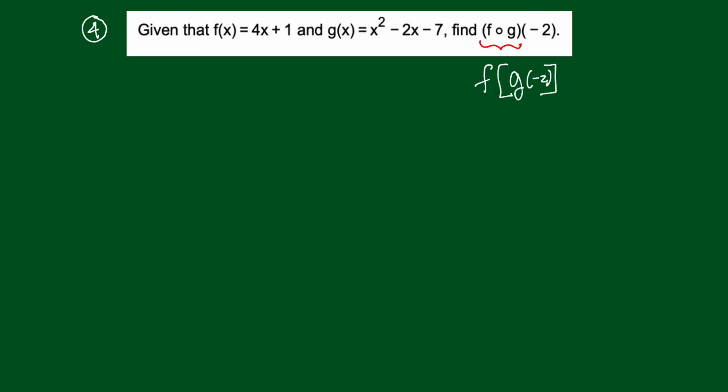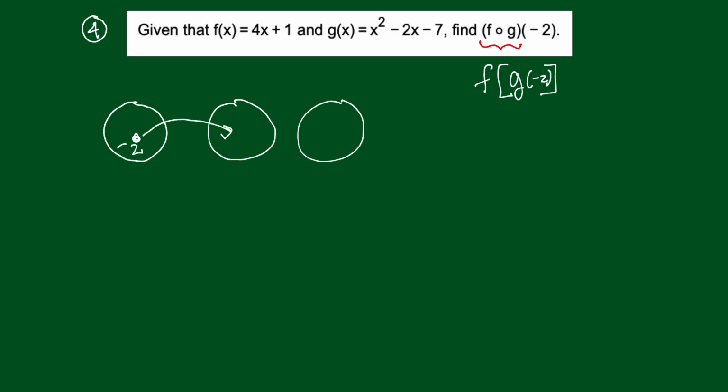Now I'm going to draw a picture of what's happening here. I'm processing something twice. So I'm going to draw 3 circles. Now I'm going to start here with a negative 2. We're going to start with a negative 2. I'm going to process it with g. So the first thing I'm going to do is put negative 2 into g and see what that does. That'll give me some number out. And then whatever that number is, I'll put that into f and then see what my final result is.